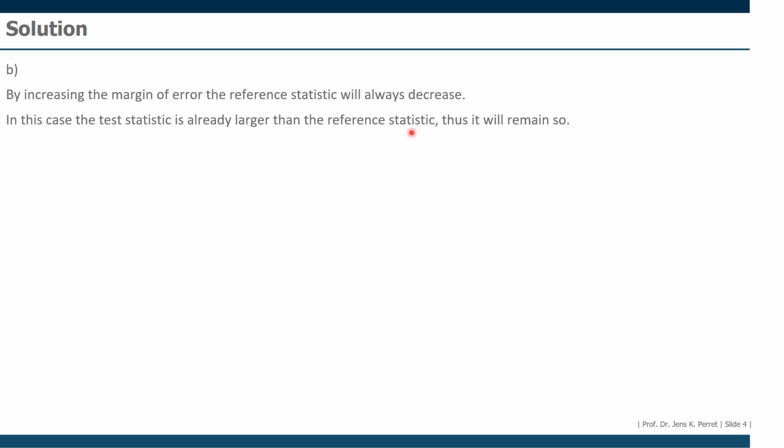So in this case, we can say, since we already have a significant result, the result will remain significant as long as the margin of error is only increased. If this were to be decreased, then this might be a whole different story. But with an increase in the margin of error, if the test is significant at one point, it will remain so. And well, that's then everything there is on this part and on the whole exercise.